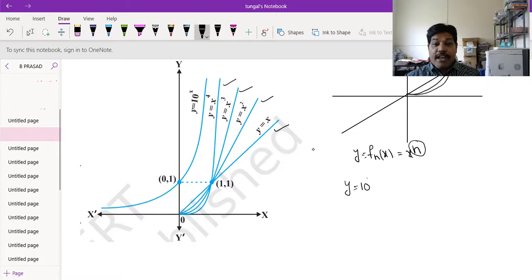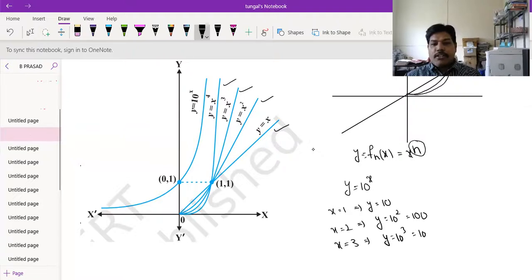Note it is y is equal to 10 power x, not 10x. If x is equal to 1, what happens, students? y becomes 10. If x is equal to 2, then y becomes 10 square, which is 100. If x is equal to 3, y is 10 cube, which is 1,000. So it is increasing very fast; the growth is very fast.